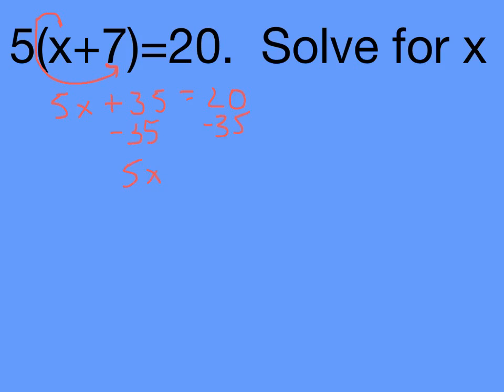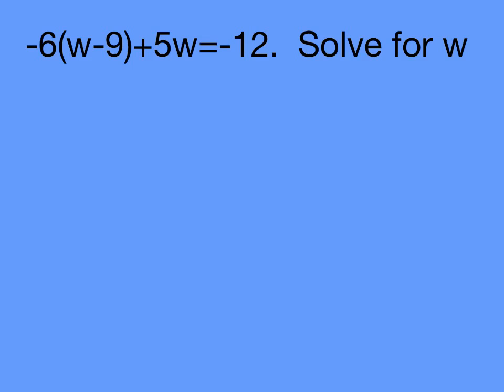We are left with 5 times x equals negative 15. Again, remember I read that as 5 times x. So to get rid of the times, we're going to do a divide. Those cancel. Negative 15 divided by 5 gives us x equals negative 3. This one is also going to have combining like terms in it. So negative 6 times the quantity w minus 9 plus 5 times w equals negative 12.